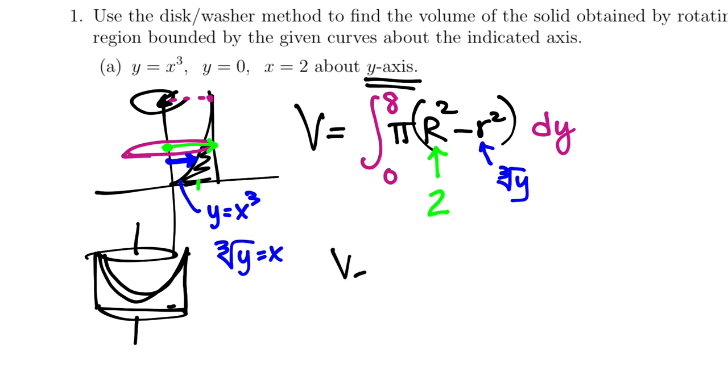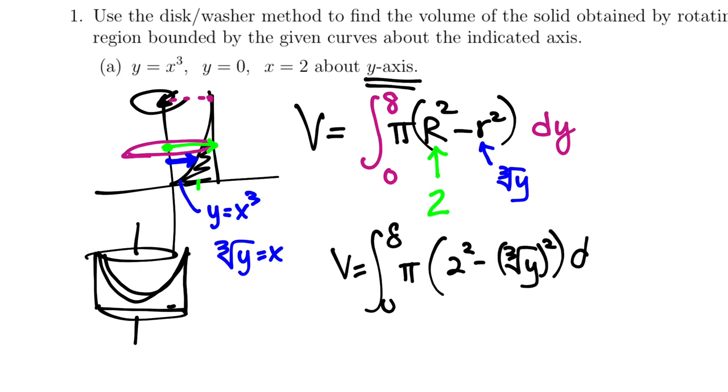Like I said, I'm just going to set it up, but it would be the integral from 0 to 8 of pi times (2 minus the cube root of y) squared dy. And then you go from there.